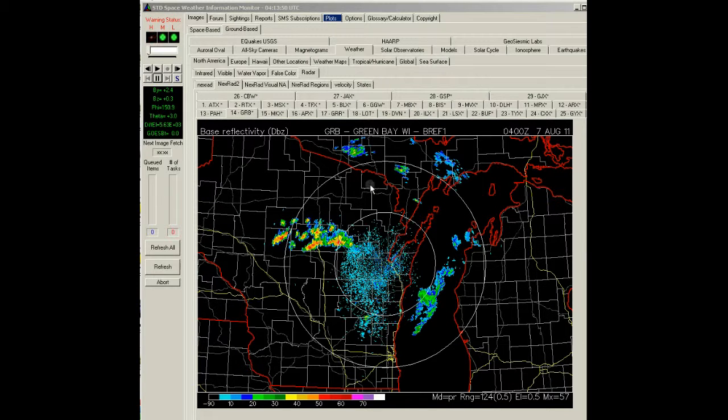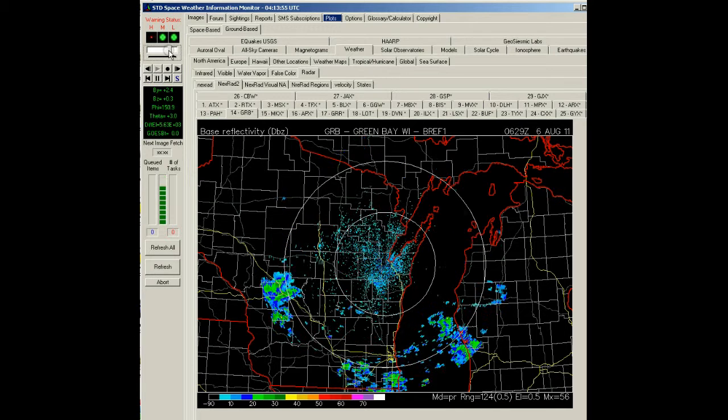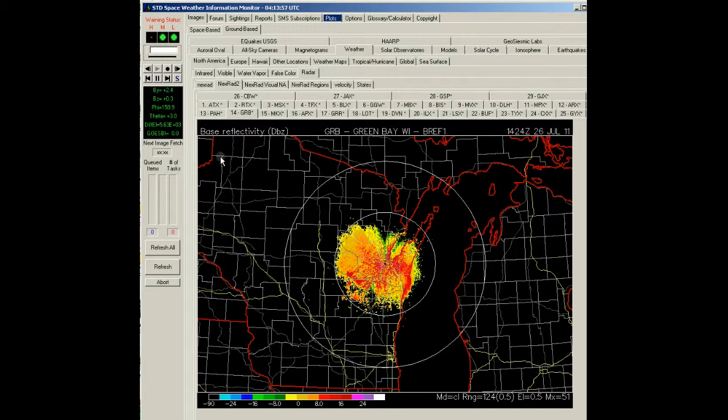Okay, this is Green Bay. Go Packers, go. Hello, Vince Lombardi. So, this is Lake Michigan. This is Michigan. Up here is called the Upper Peninsula of Michigan.